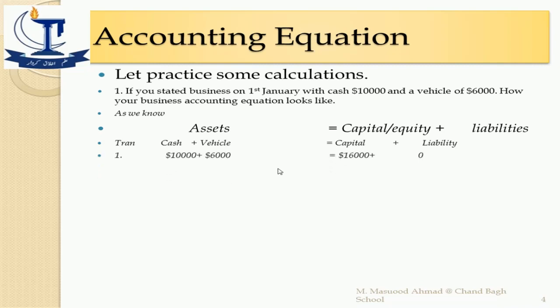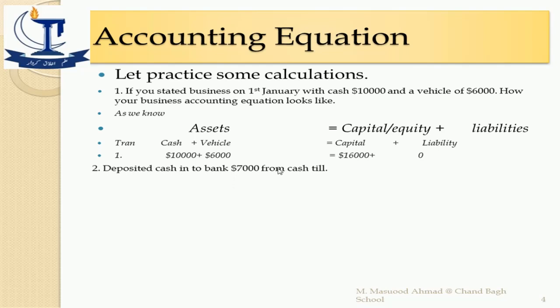So the financial impact on your equation is that your cash increases by 10,000 and your vehicle increases by 6,000. Altogether assets are 16,000, and on the other side of the equation you have capital of 16,000, which shows that the owner of the business has given the business 16,000 worth, and that worth is in the shape of cash and vehicle.